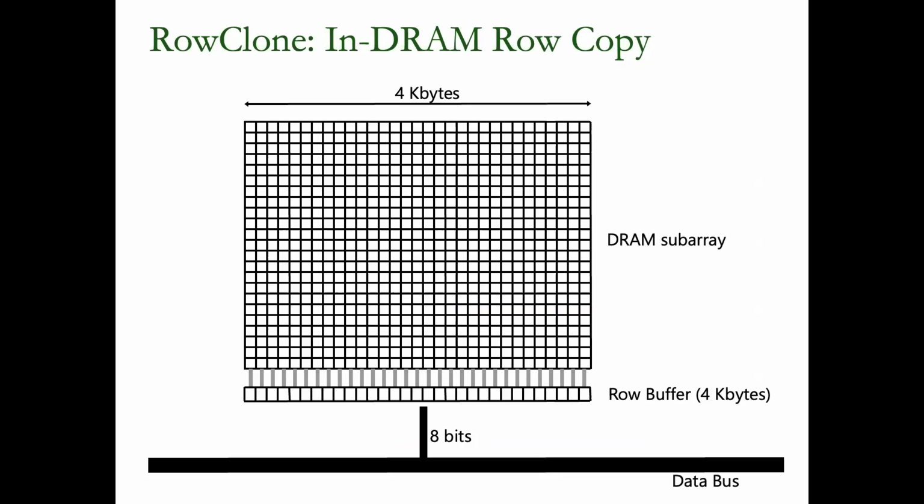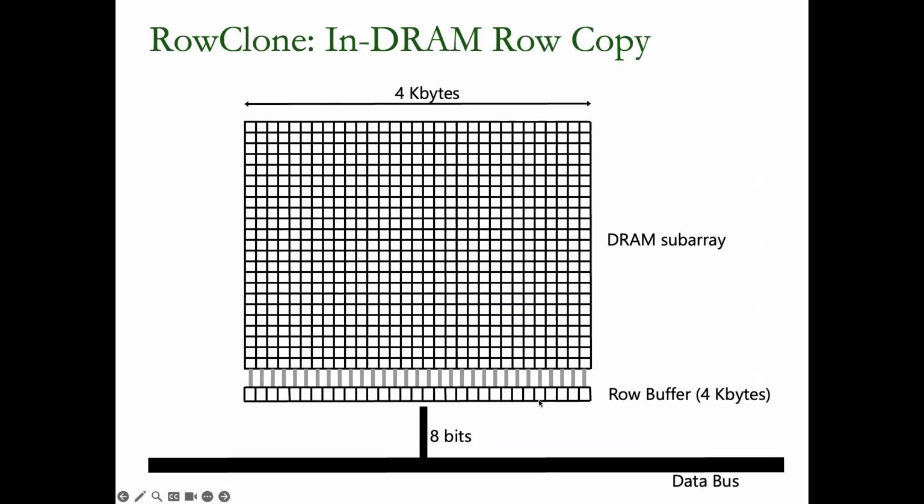So let's go a little bit deeper. This is a DRAM subarray, meaning that it's a two-dimensional array of cells. Each cell stores 1 bit of data. And a row is 4 kilobytes in this particular case. And you have sense amplifiers that store a row that you activate.